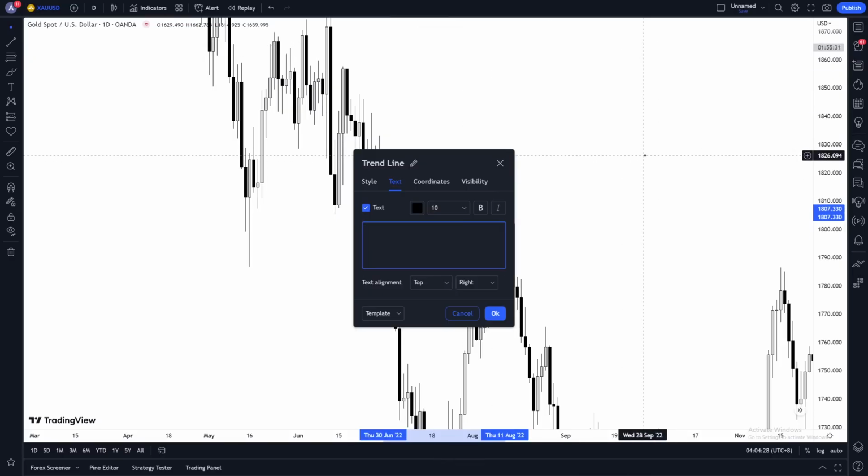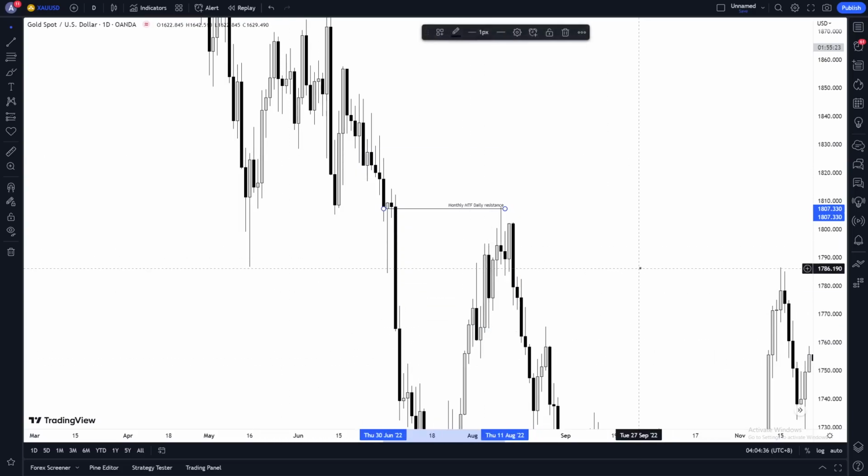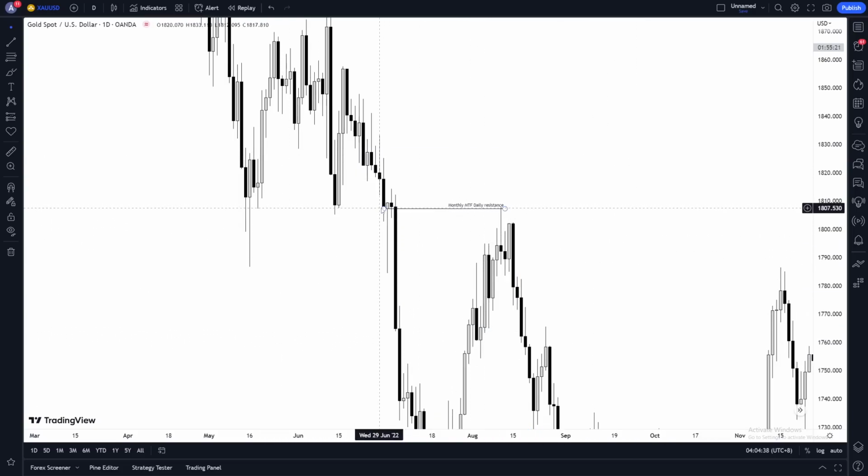The reason I did this high risk entry is because we have a monthly MTF daily resistance. Why monthly MTF daily resistance? Because this line here comes from the monthly, and inside that monthly we have a daily. It also happens to be convenient that there's the daily exactly in the same pip with the monthly. It can be above, it can be below, doesn't matter, but it's still considered MTF, correct? Okay, I'm paying attention here.